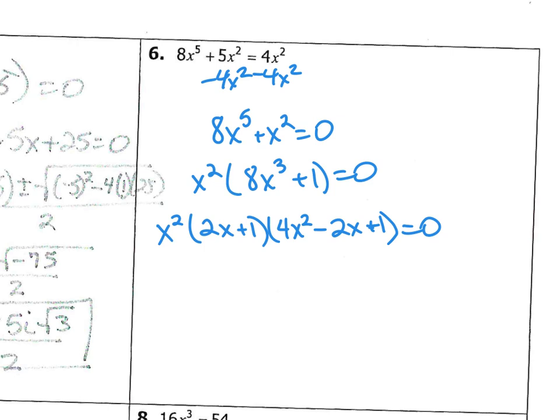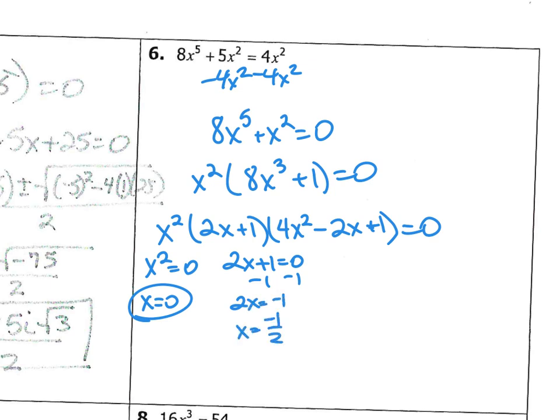Okay, then I'm going to set each factor equal to 0. So I have x squared equals 0, and I can solve that, and I get x equals 0. So that's my first real solution. I have 2x plus 1 equals 0, so I solve that for x. And I get x equals negative 1/2. That's my second real solution. And then this does not factor any further, and it's a quadratic, and there's no good way to solve this. So this one I actually have to use the quadratic formula on.